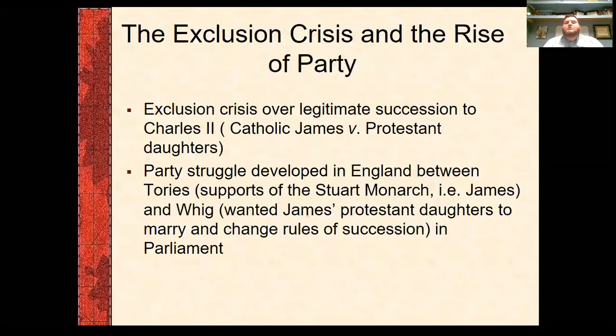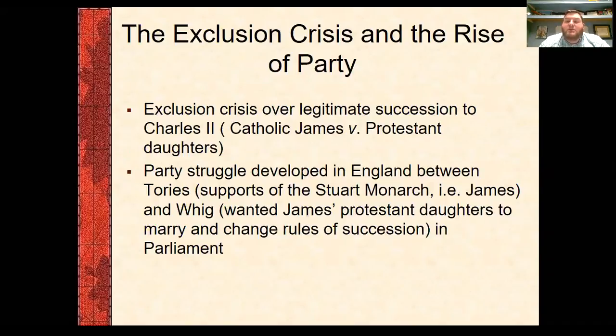So with the Exclusion Crisis, what happens is the Parliament wants to exclude James from succession, and they want to have the succession be to his Protestant daughters. And there becomes this struggle amongst different parties in England. The Tories, they support the Stuart monarch, who is James. And the Whigs, they wanted James's Protestant daughters to marry and change the rules of succession. And so these two parties struggle in Parliament.